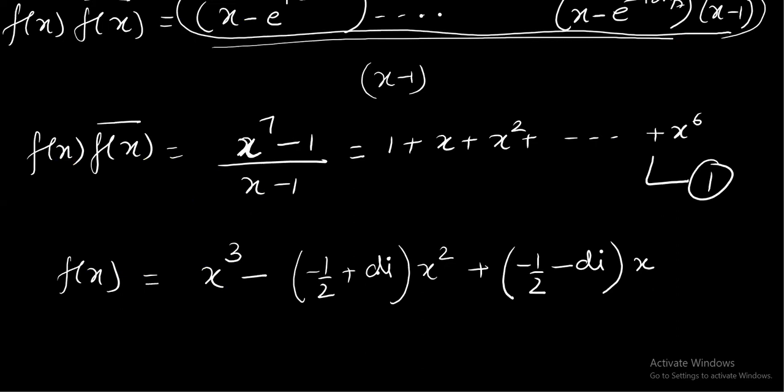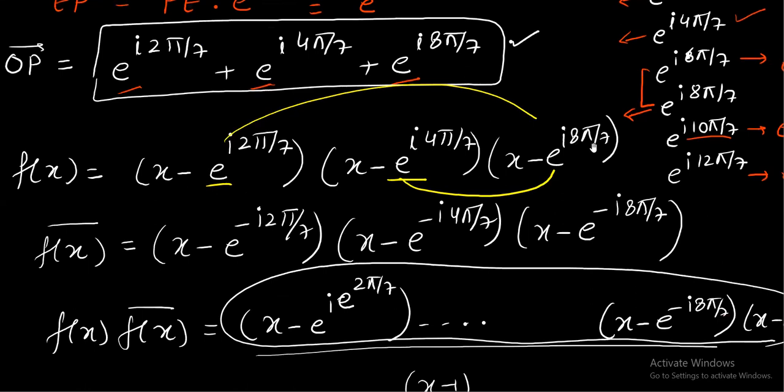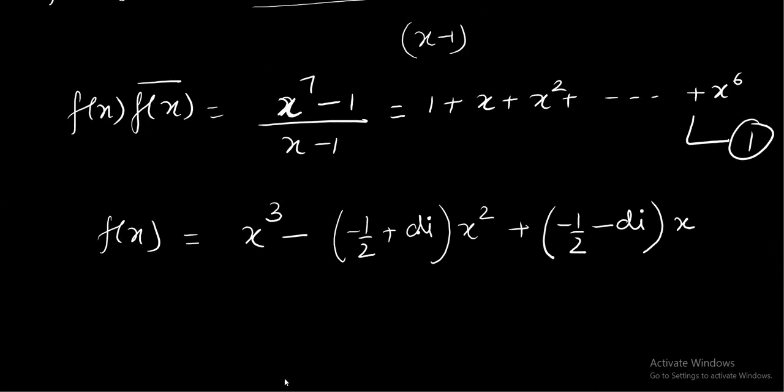And then coming to the coefficient, or you can say the constant term over here. The constant term is nothing but the product of roots. So when you look at the product of the 3 roots here, it turns out to be e raised to the power iota 4 plus 2 plus 8. That means 14 pi divided by 7. So ultimately it converts to 1. So I'm going to write it as minus 1. That is, f of x into f of x bar I am getting here, and f of x I have written like this.